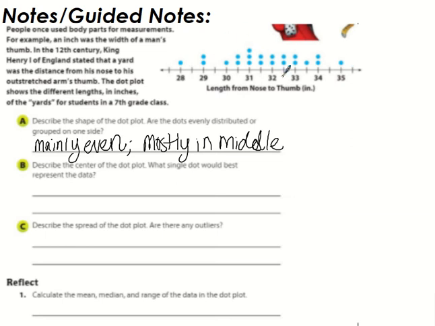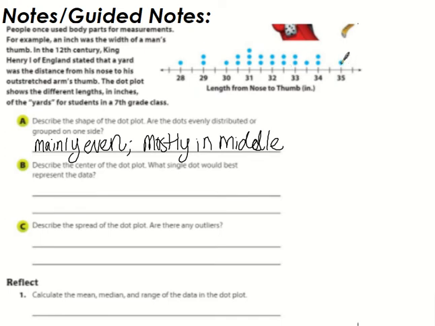Okay, describe the center of the dot plot. If we just look from one side to the other, where do you think the center is? Kind of guesstimate where the center is. Now technically we need to find the actual center. What single dot would best represent the data? What best represents the center? When they say center, they really mean the middle.